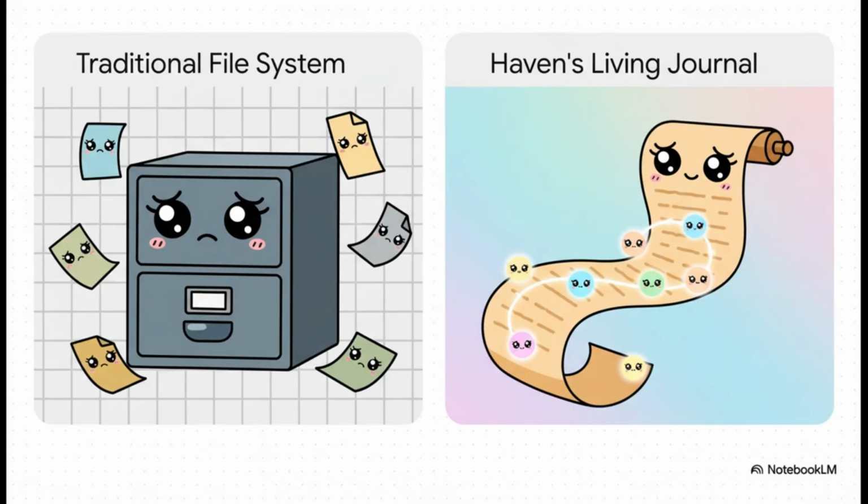And you can really feel this shift in how the system remembers things. A traditional file system, right? It's like a big metal filing cabinet. It's hierarchical, it's cold, it's built for just grabbing data. Haven, on the other hand, uses what it calls a living journal. It doesn't store files at all. It records this unbroken temporal stream of moments. So you don't access data, the system actually recollects an experience from its own unchangeable past.